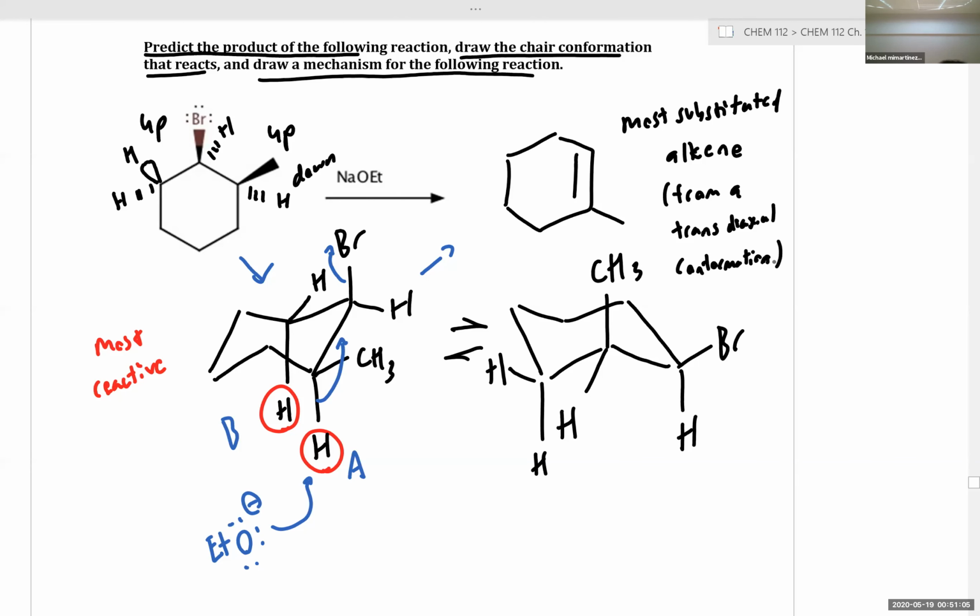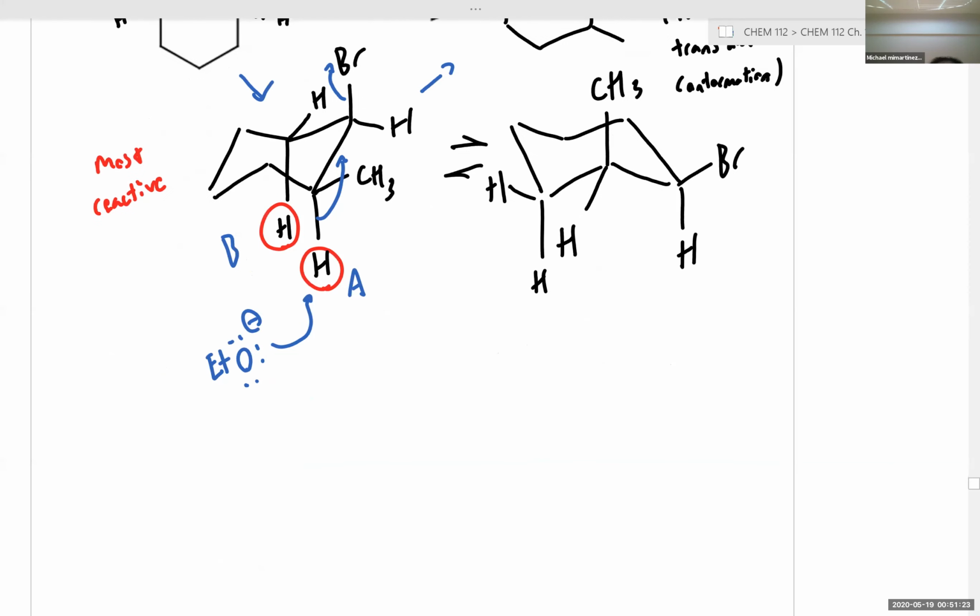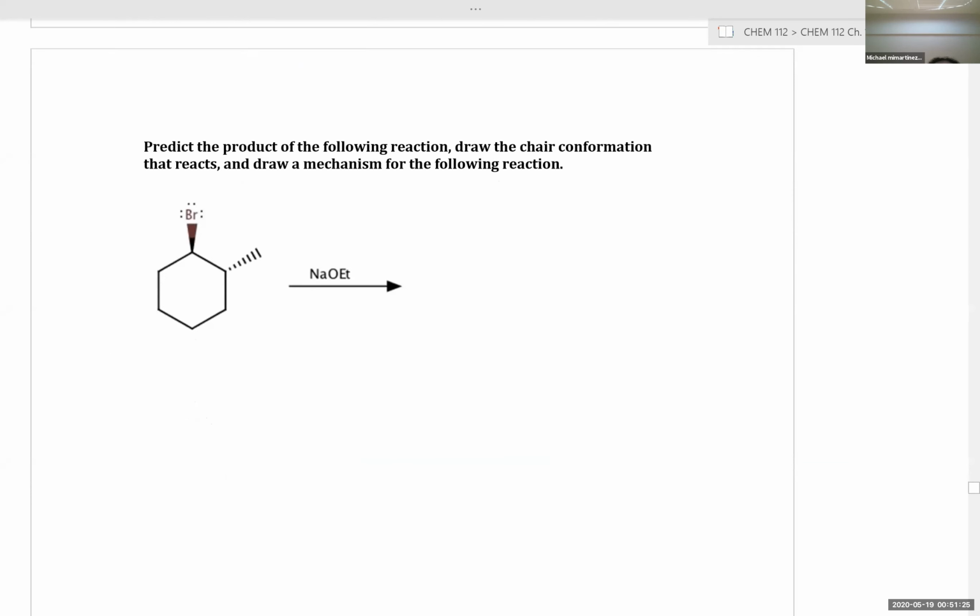So first you check for the reactive conformation, that the leaving group and the hydrogen are transdiaxial, and then you think, which hydrogen gives me the most substituted alkene? Does that make sense? Yes, it does. Thank you. Perfect. So let's look at another example now.